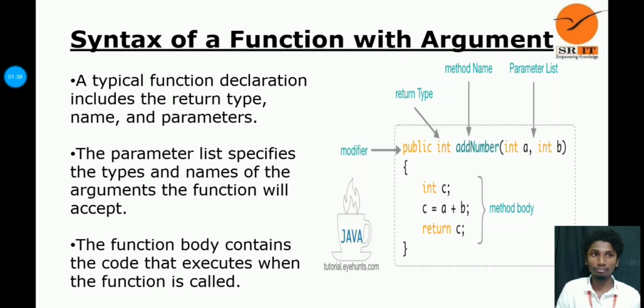Syntax of a function with arguments. A typical function declaration includes the return type, name, and parameters. The parameter list specifies the type and names of the arguments the function will accept. The function body contains the code that executes when the function is called.